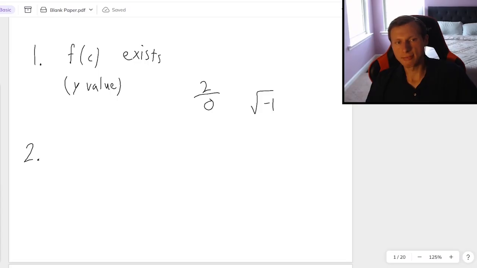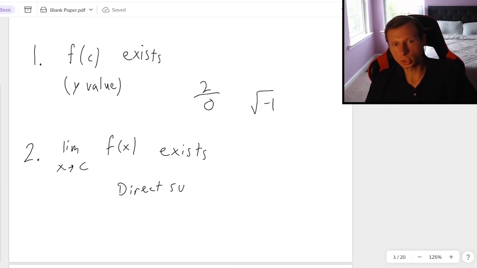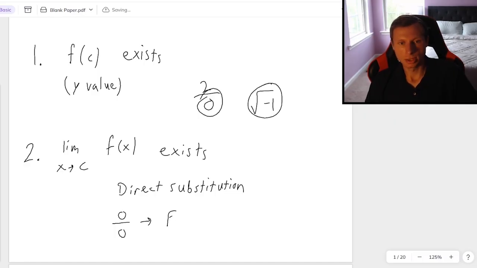The second thing we need to have happen is the limit as x approaches our value c. That limit has to exist. Now remember, with limits, we have a few strategies we've talked about in previous videos. For instance, we have direct substitution, which is going to work for a lot of these problems, as long as you're not getting a 0 in the denominator, or again, a negative square root. Or if you do get an indeterminate form, remember indeterminate is 0 over 0, then we have a few strategies we can use, the number one being factor and cancel.